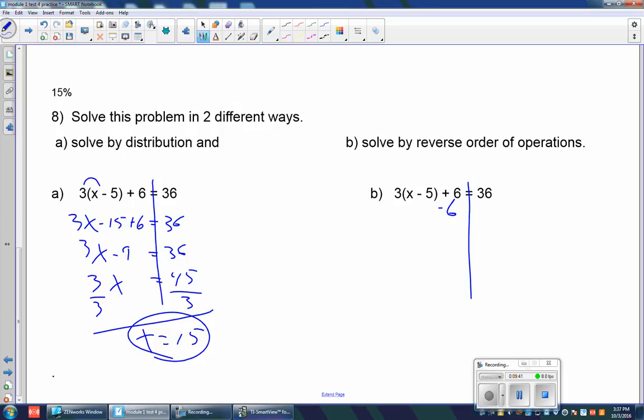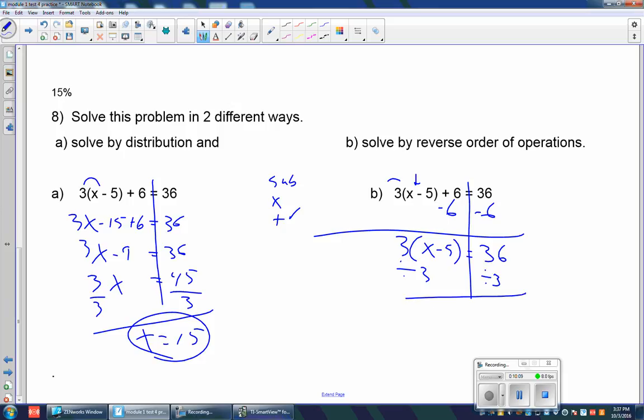Solve by reverse order of operations. Okay, now, that's the difference. We have to subtract 6 from both sides, and we get 3x minus 5. Why do I have to subtract 6 from both sides? Because the first thing that I do is subtract. The second thing that I do is multiply. The third thing that I do is add 6. So I got rid of the 6 by subtracting the 6. Now I have to divide by 3, and I get x minus 5 equals 12. And now I have to add 5.